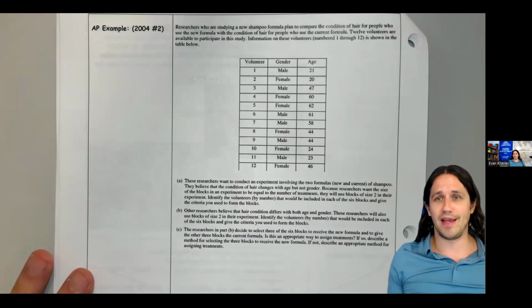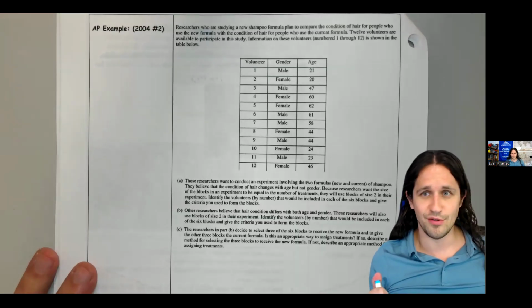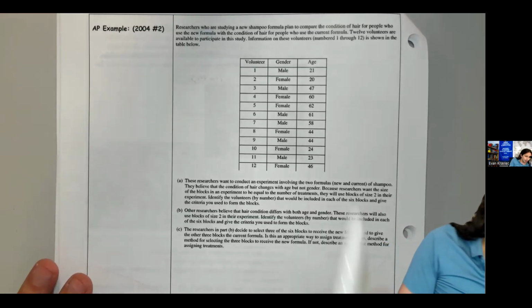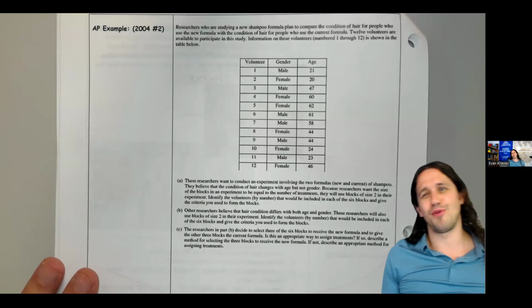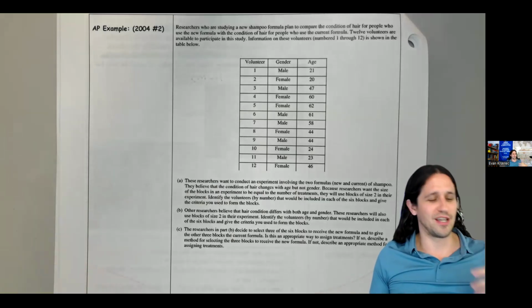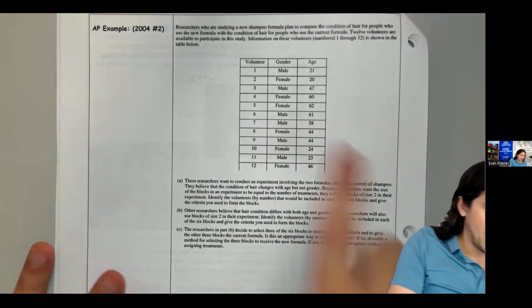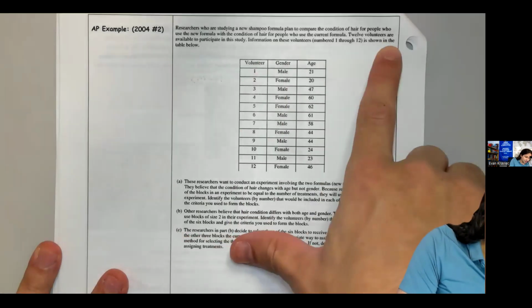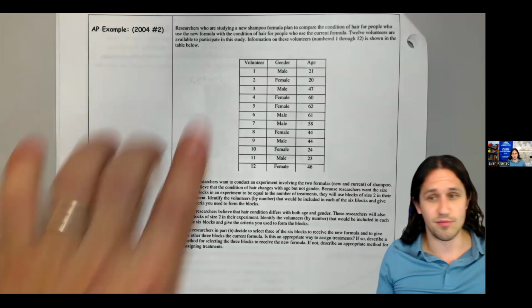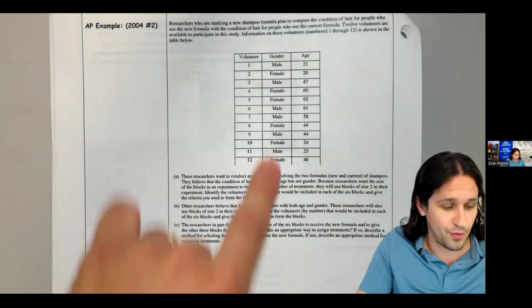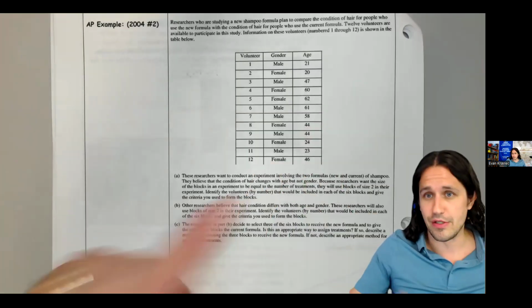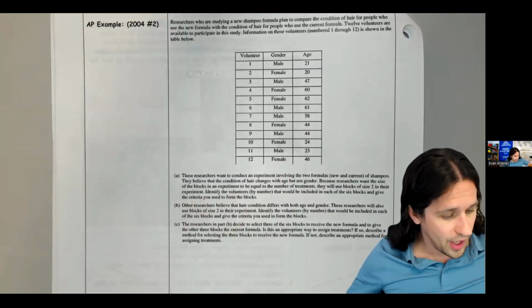Okay, you're working for Pantene or whatever, and you're testing their new shampoo. 12 volunteers are available. Okay, you can't randomly select the people, usually going to be involved in a study like this, but you can randomly assign them. Information on these volunteers, 1 through 12, is shown on the table. Okay, so we got some people, they're numbered. We know their genders. We know their ages, so we don't know how much else.